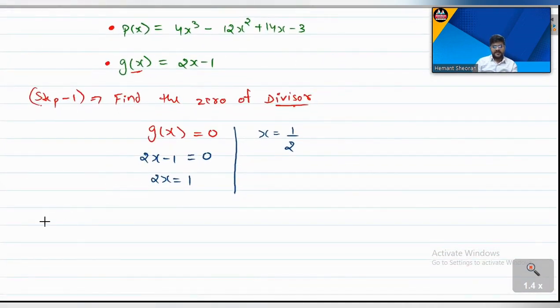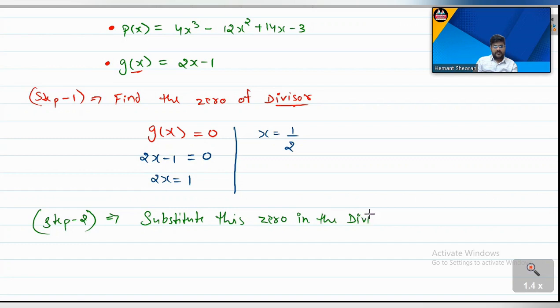Now let's move to step number 2. So what does step number 2 say? Substitute this zero in the dividend. If you substitute this zero in the dividend, you will have your remainder. Okay, so just two simple steps. So what was the dividend we have? p(x) is equal to 4x cube minus 12x square plus 14x minus 3. And we're going to substitute the x value in it, so half. What answer will you have?